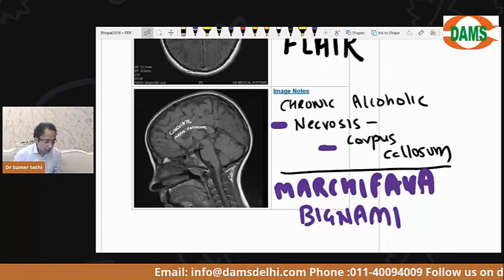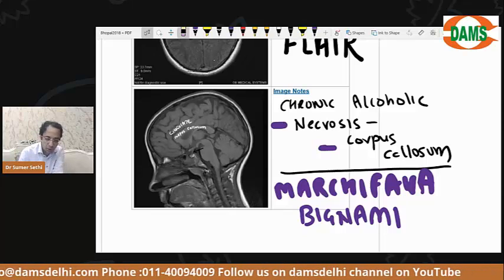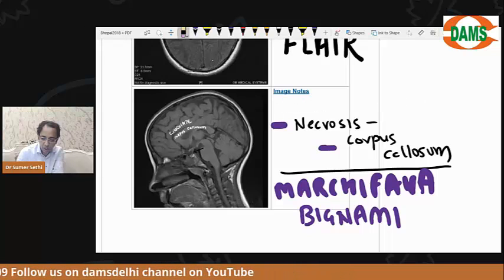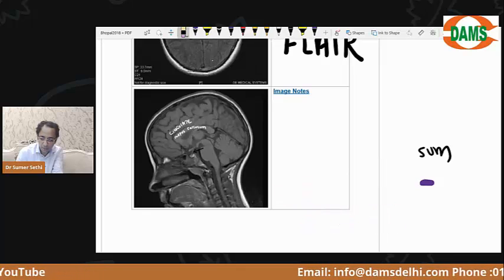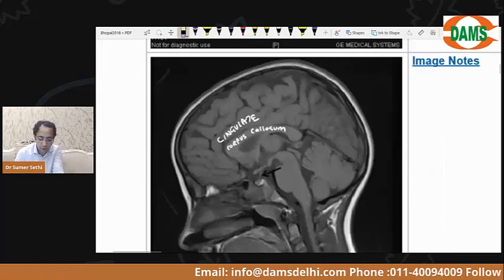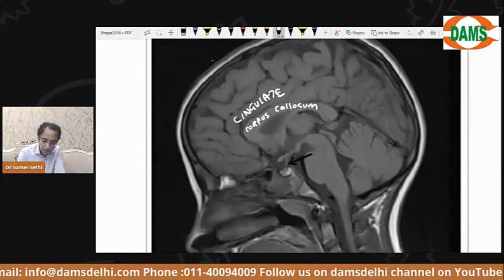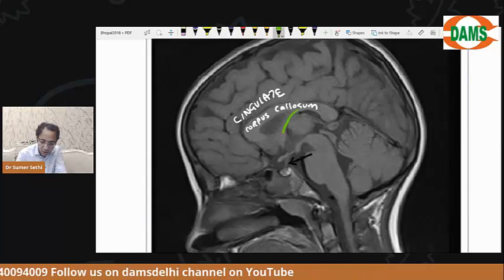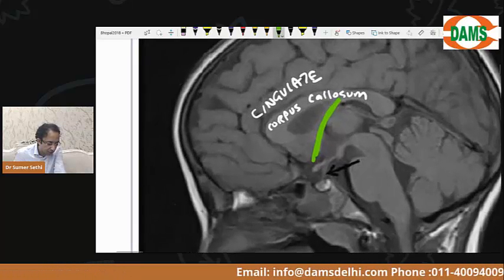Brilliant. And I'm sure you are able to identify the corpus callosum on the image. Once you are able to identify the corpus callosum, I've shown you a little bit of applied anatomy by talking about Marchiafava-Bignami syndrome. My question is, what structure do we see below the corpus callosum on a midline sagittal image like this? I will zoom the image for you.